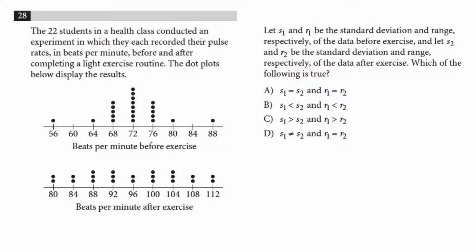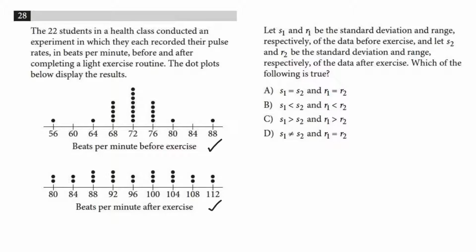Number 28. The 22 students in a health class conducted an experiment in which they each recorded their pulse rates in beats per minute before and after completing a light exercise routine. The dot plots below display the results. Okay, before, we have after. Let S sub 1 and R sub 1 be the standard deviation and range, respectively, of the data before exercise, and S sub 2 and R sub 2 be the standard deviation and range, respectively, of the data after exercise. Which of the following is true?